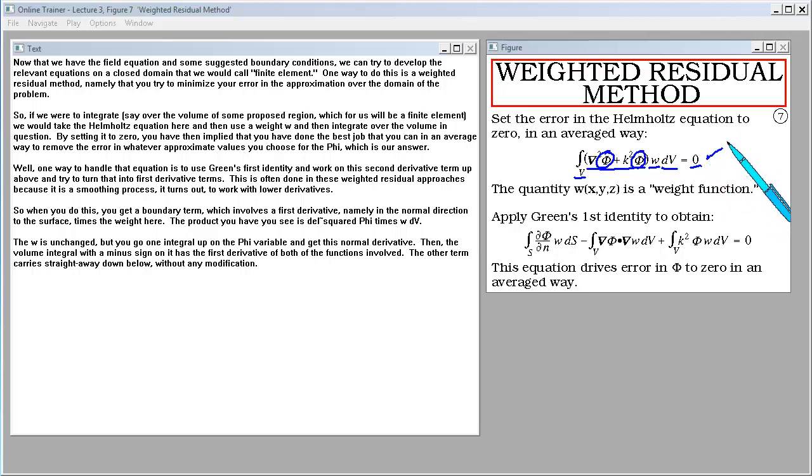Well, one way to handle that equation is to use Green's first identity and work on this second derivative term up above and try to turn that into first derivative terms. This is often done in these weighted residual approaches because it's a smoothing process, it turns out, to work with lower derivatives. So when you do this, you get a boundary term which involves the first derivative, namely in the normal direction to the surface, times the weight over here. And the product that you have, you see, is del squared phi times W d volume. And the W is unchanged, but you go one integral up on the phi variable and get this normal derivative. And then the volume integral with a minus sign on it has the first derivative of both of the functions involved. The other term carries straight away down below without any modification.